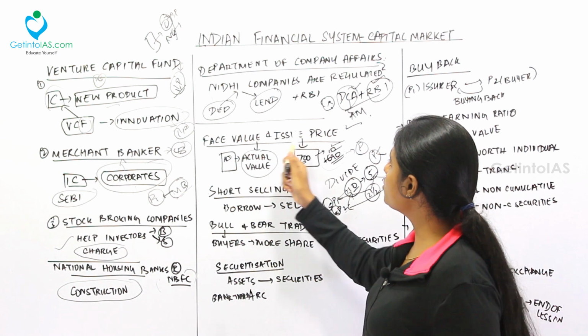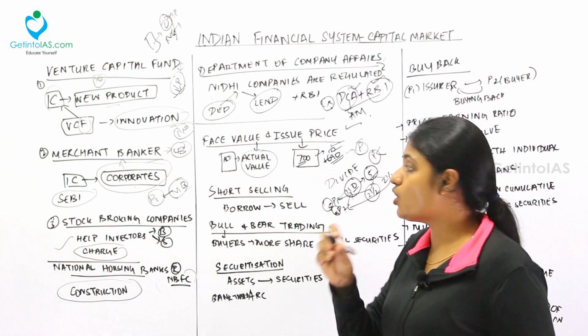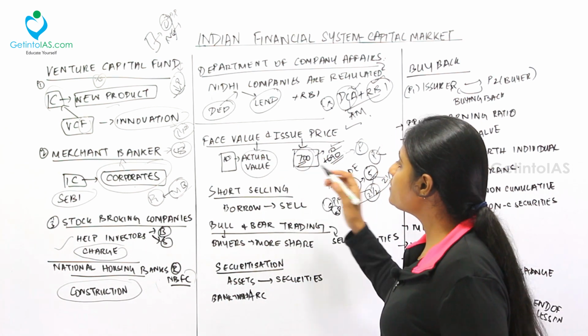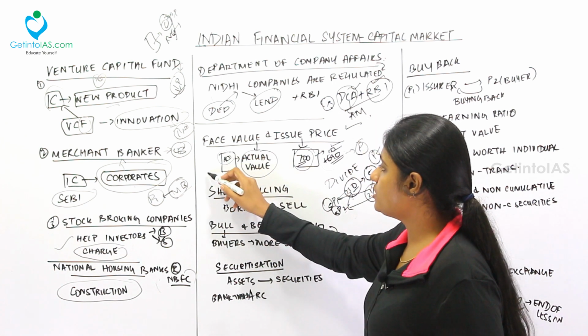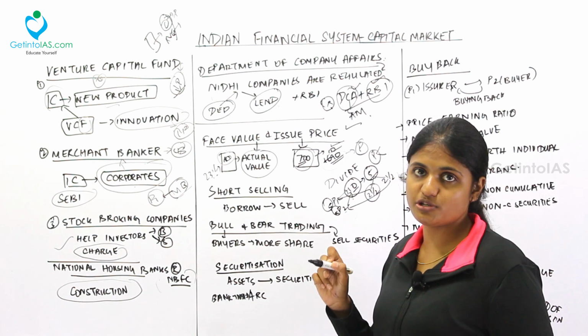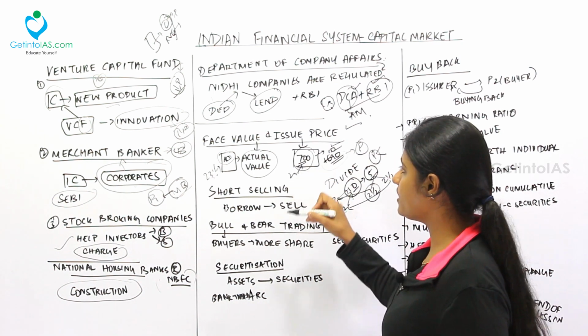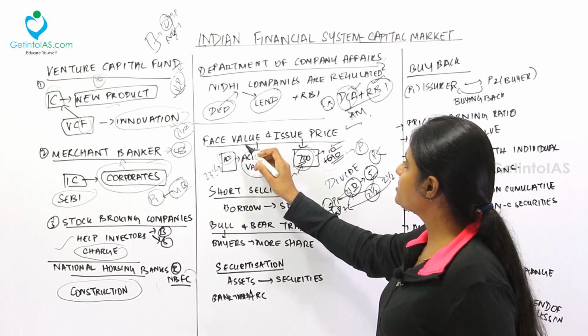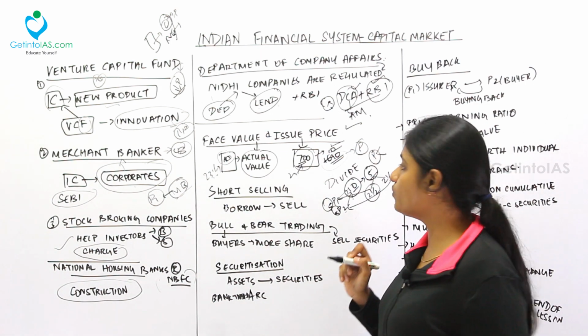So in the issue price, the dividend rate is not on the total of 700. It is on the total of the actual value. See, 23% of the dividend means 23% of 10 rupees only, not 23% of 700. So this is how the face value and issue price is derived. I hope you got the point.